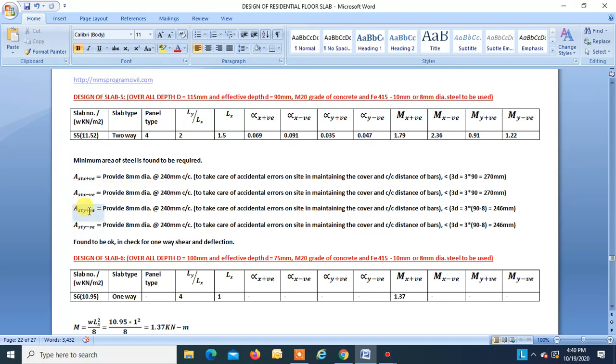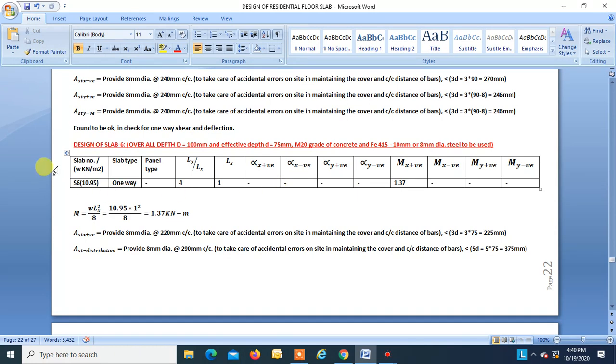Now Ast y positive, over here d we have to take as 90 minus 8. Okay, this is d dash. So this turns out to be 246. So we will provide 8 mm dia about 240 mm center to center, and this also 8 mm dia about 240 mm center to center, because the maximum spacing allowed over here is 246, right?